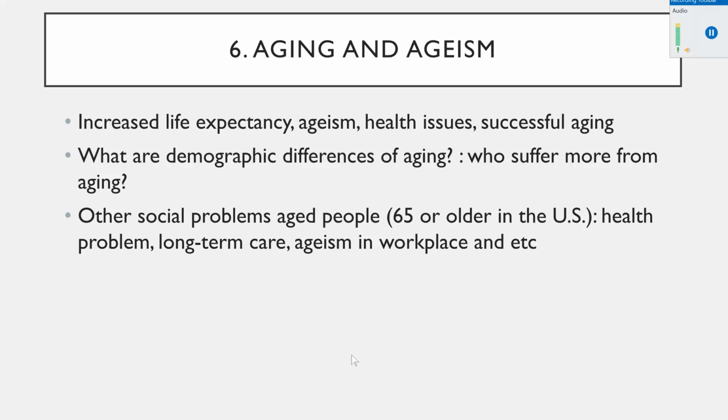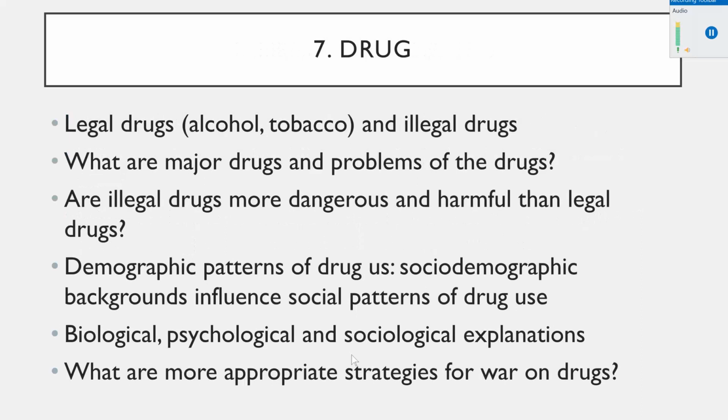And there are other problems such as health problems and the long-term care system, which is a substandard long-term care system, ageism, and other problems. And drugs are also a big problem in the US, because there are legal drugs as well as illegal drugs. But it's very hard to say that illegal drugs are more dangerous than legal drugs, because legal drugs are killing many people.